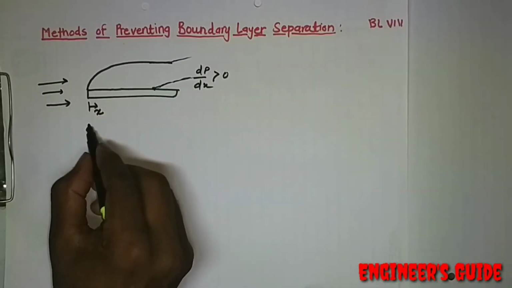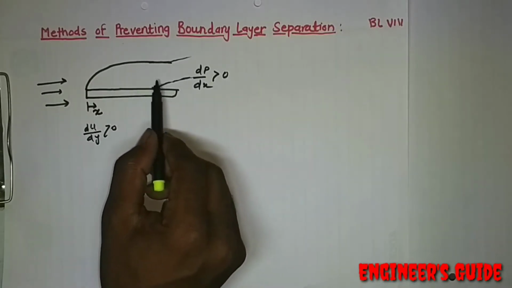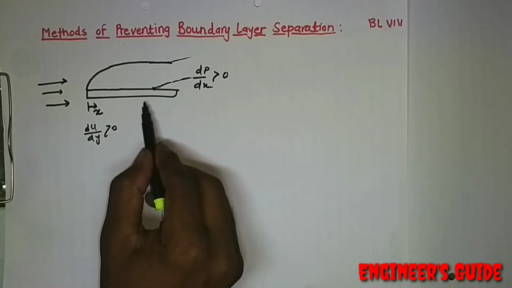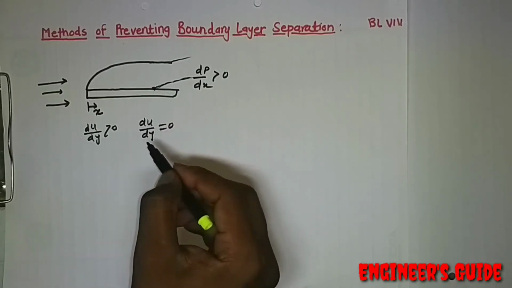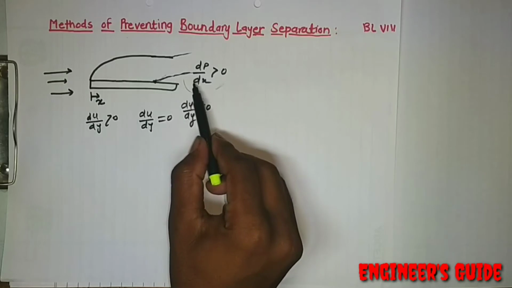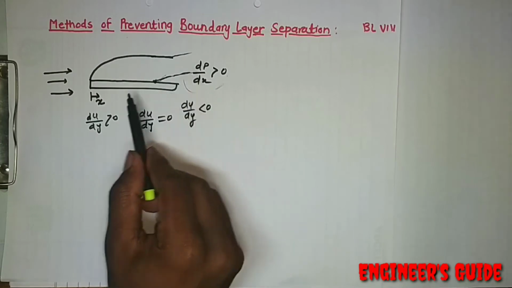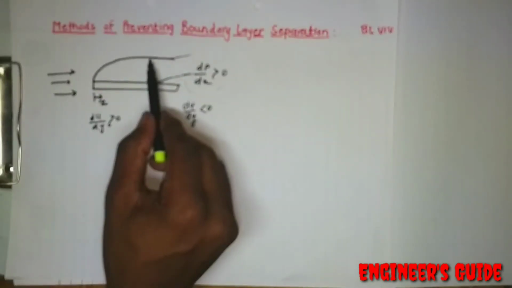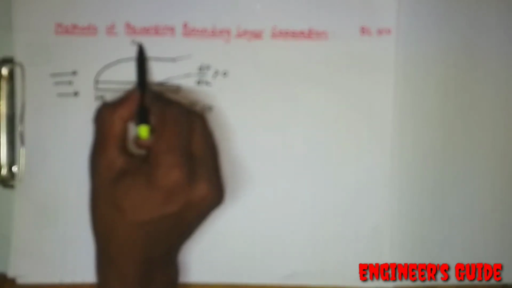At the start, du by dy is greater than 0, right? But because of pressure force in this direction, the rate starts decreasing, and at some point it will become du by dy equal to 0, and at that point the separation will occur. This is also a condition for separation, but this condition should be satisfied first. These variations are in the boundary layer region, because velocity variation is only in the boundary layer region. Outside the boundary layer there is no velocity variation, there is only u infinity, right?